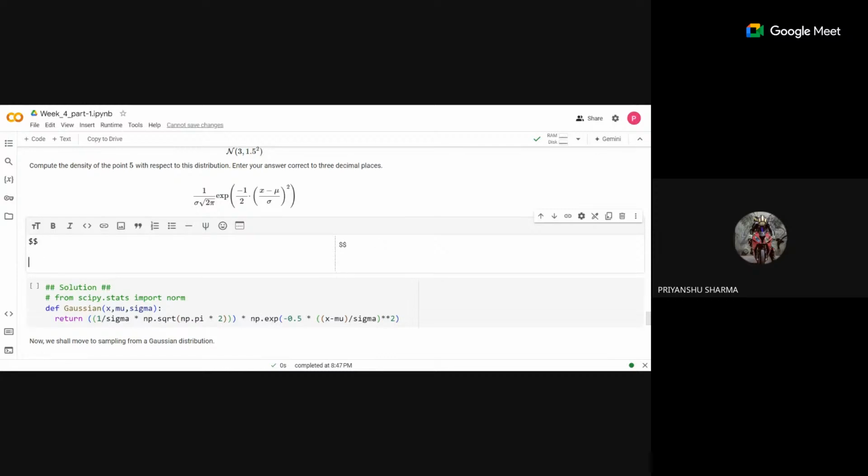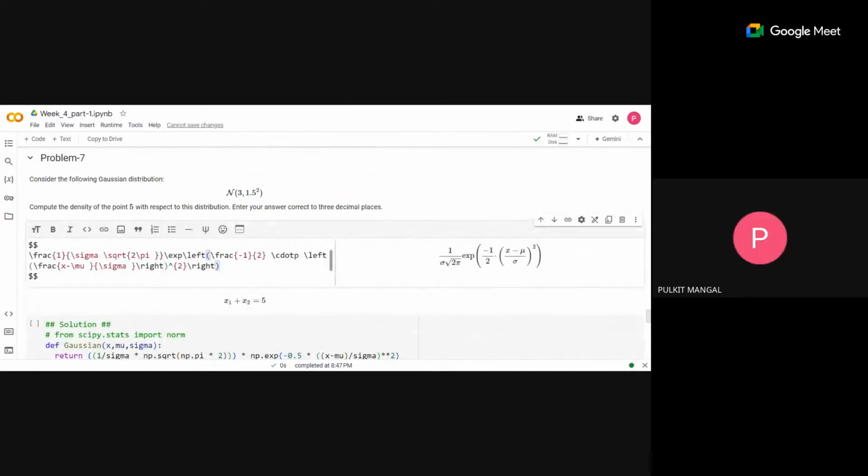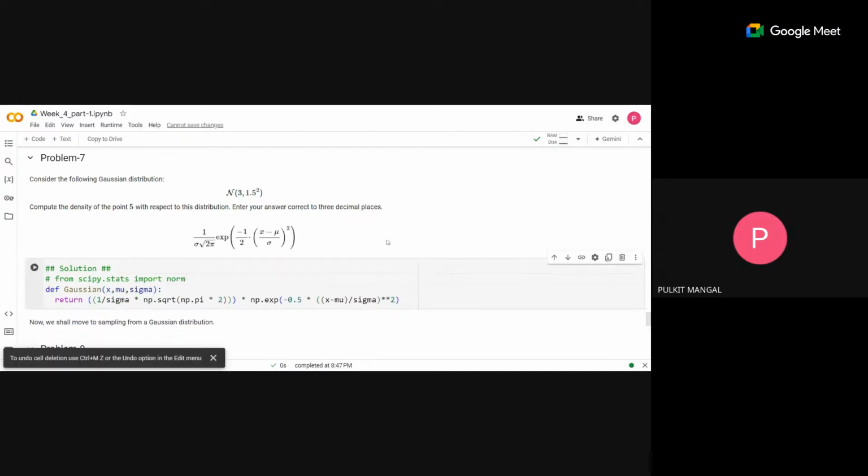Does this work in Jupyter Notebook as well, or only in Colab? Sir, can you please copy paste this in the chat window? It's 1 by sigma root 2 pi, e. This double dollar means it will be like a container, it will come in the center. If you want to do inline, then you have to use single dollar. The same way it works in our Discourse, the platform that we use for conversation, which also uses Markdown.